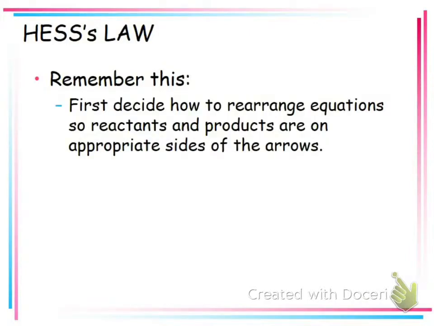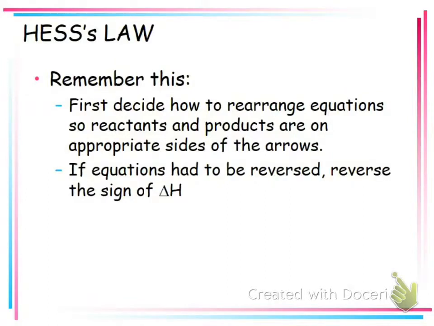First is we have to decide how we are going to rearrange the individual equations so that the reactants and products are on the right side of the arrow, okay? And so some equations we may have to reverse and some will leave the same. If we do have to reverse an equation, because remember, most reactions are reversible, we have to change the sign of delta H. So in other words, if the forward reaction is a positive delta H, the reverse reaction would be a negative delta H.